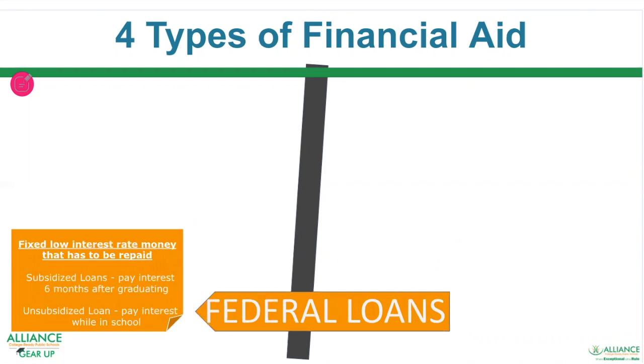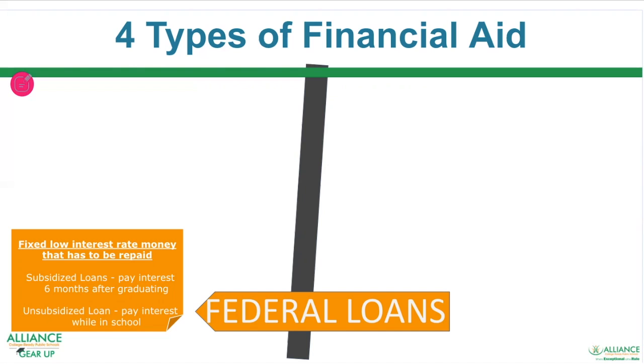And then we have federal loans. Unlike scholarships and grants, loans you do have to pay back. They are fixed, low interest rate money that has to be repaid. You have subsidized loans, where you have to pay interest 6 months after graduating, and then unsubsidized loans, where you pay interest while still in school.